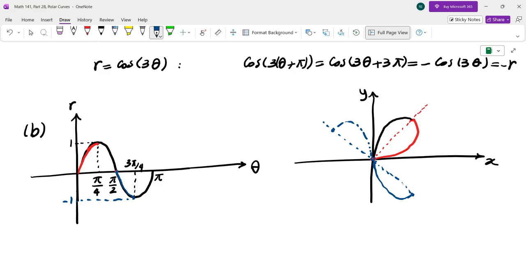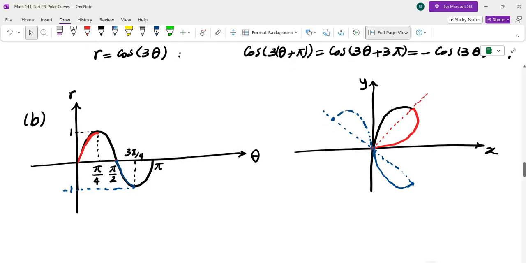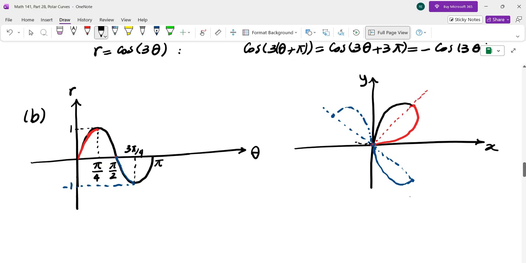So we get that. And then after that, we'll start from 3 pi over 4 and go back to the origin again. So again, without the negative sign, it would be on this side. With the negative sign, it would be on this side. So this is what we get.